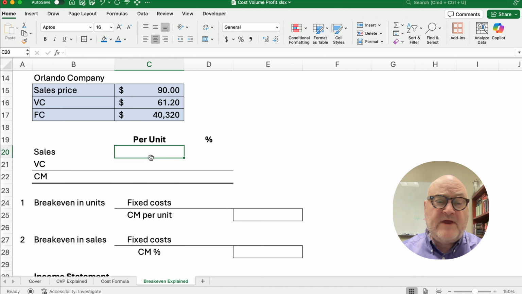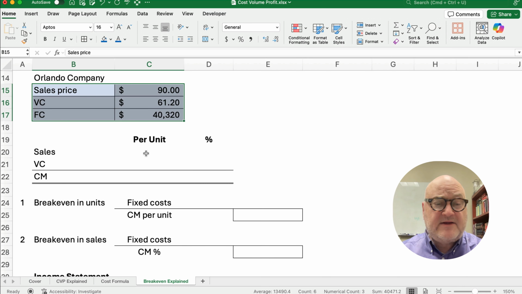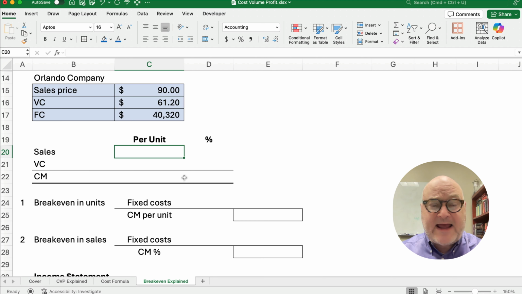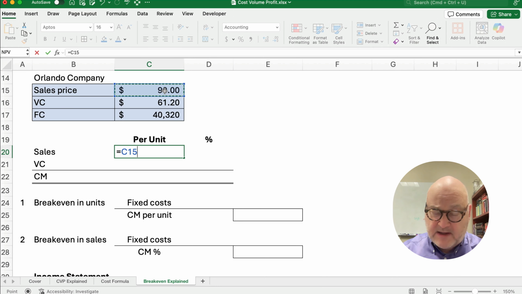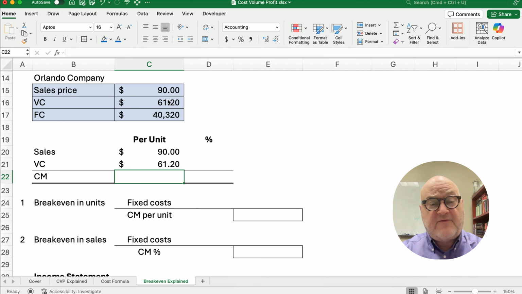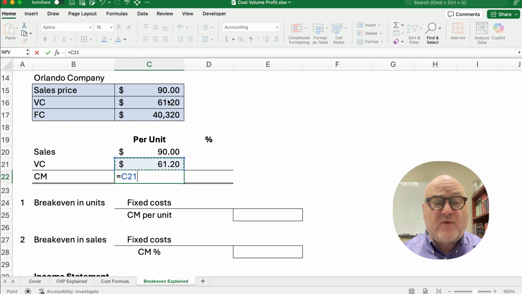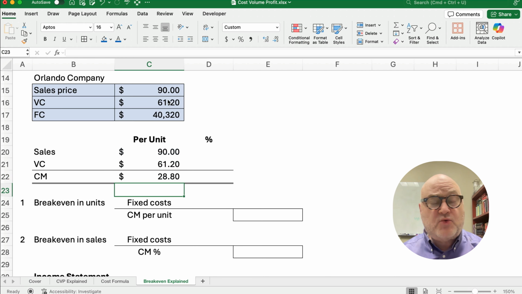Now, one thing we want to do, if we get this information, it's very helpful to go ahead and lay out exactly what our per unit numbers are and our percentages. So our sales price is going to be $90, and our variable cost is $61.20, all given. I'm just going to use formulas so that way we can change the numbers and do a little what-if analysis. That's important. And so therefore 90 minus $61.20 is going to be $28.80. So we're making, on each item, a contribution margin. Because we have that fixed cost, we've got to cover that fixed cost, and we do it at $28.80 each time.